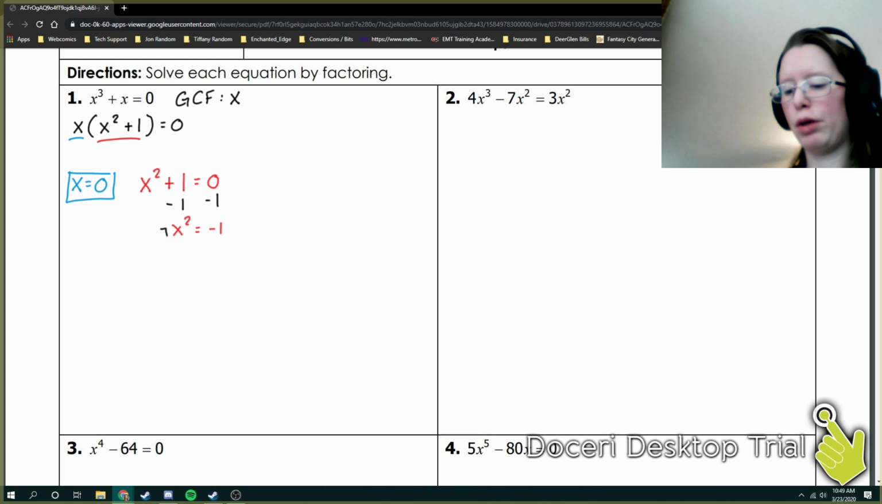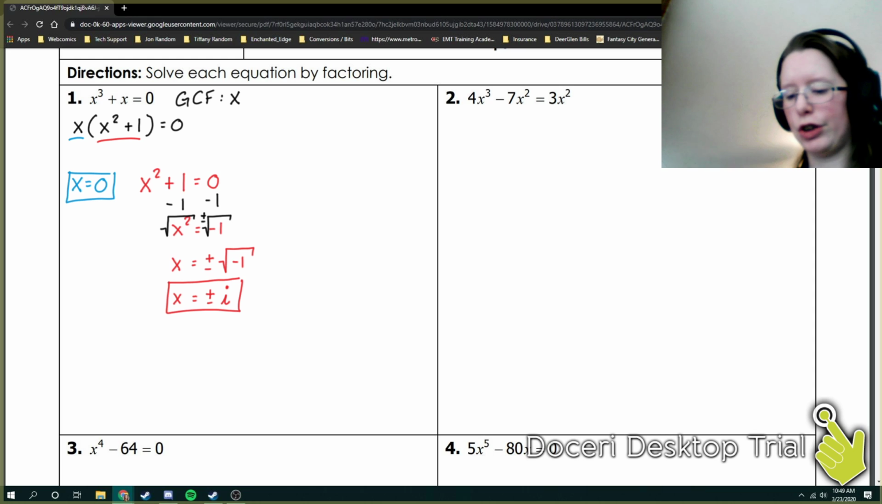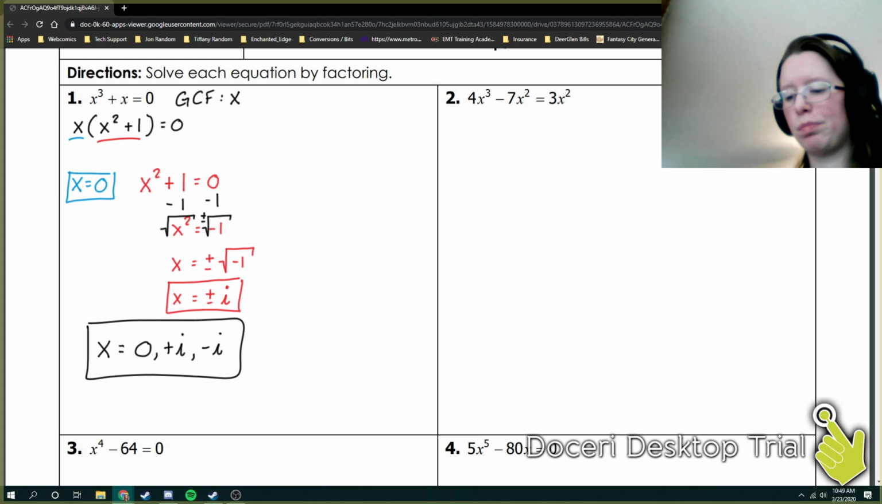Then I'm going to take the square root of both sides. One thing we want to note here, we introduced the square root, so we have to have plus or minus. So I have x equals plus or minus the square root of negative 1. Well, the square root of negative 1 is i. So all of our answers here, x can be 0, a positive i, or a negative i. Okay, moving on.